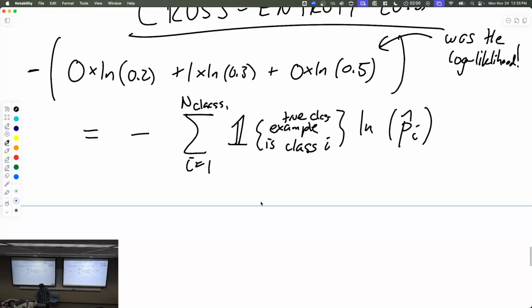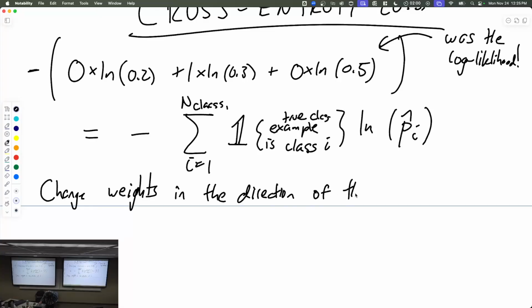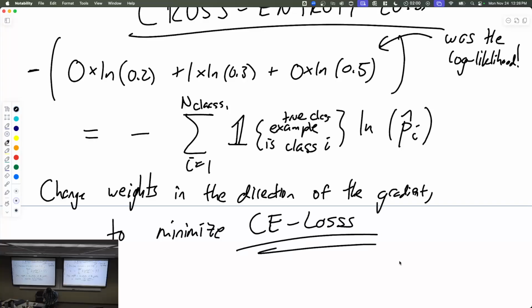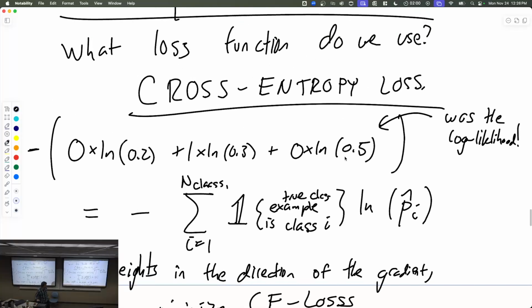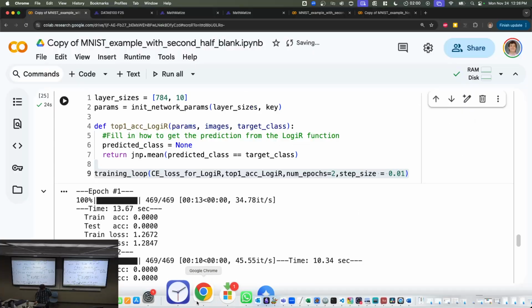And remember, we minimize, so change weights in the direction of the gradient to minimize the CE loss. So we make the cross-entropy loss as small as possible by doing little changes to the weights to try to shrink it down. And you'll notice, when you shrink it down, in a situation like this, we're getting penalized by the log of this number, so we want to make this as close to 100% as we can, right? That's exactly what it's doing. So you got the sense of that in the example we did. Let's see how it did.